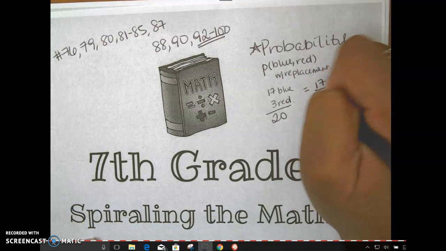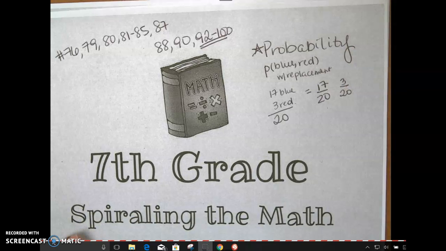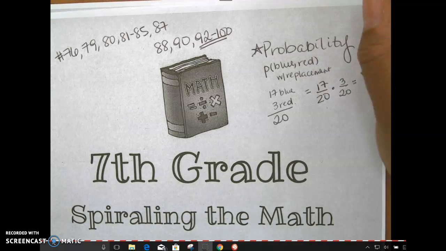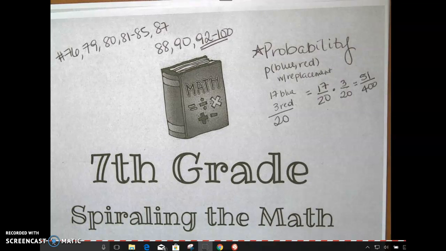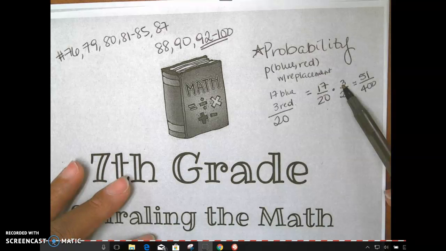Then what? Multiply. Do not add, because all I'm going to get is 20 out of 20, which is incorrect. It is not a 100% chance that I will get a blue first and then a red. Multiply. 17 times 3 is 51. 20 times 20 is 400. That is how we find compound probability. We cannot simplify that. These two are prime.